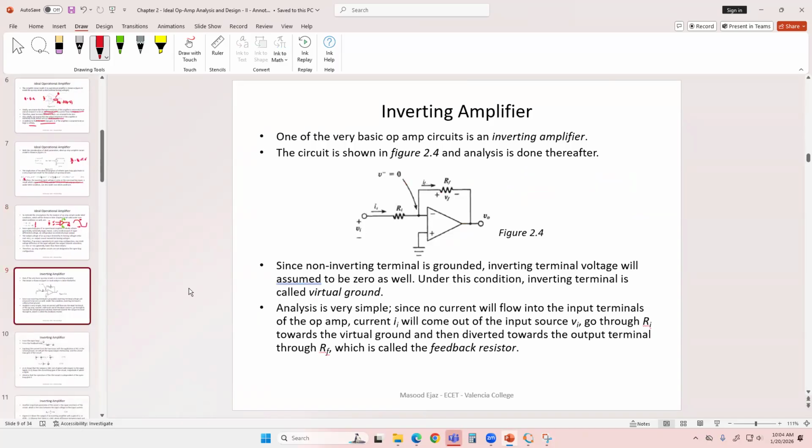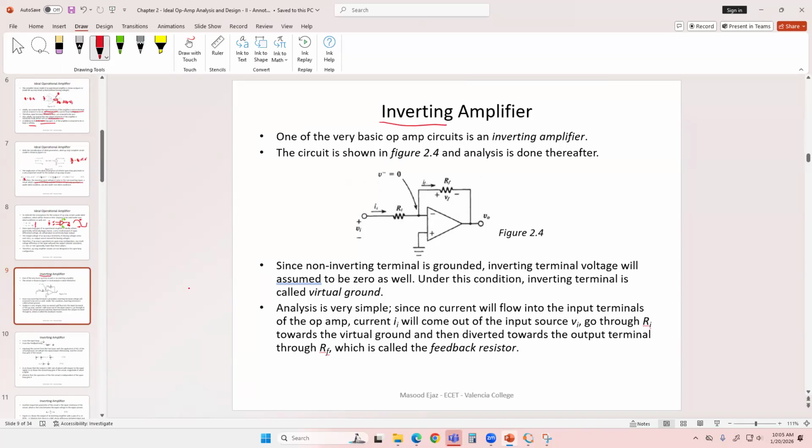The first closed loop application of the amplifier is a very commonly used amplifier, what we call the inverting amplifier. As the name implies, it's called an inverting amplifier because the output and input have a phase difference of 180 degrees. So the output is an inverted form of the input. 180 degrees means when your input is high, the output is low, and when the input is low, the output is high. So the phase difference between the two is 180 degrees, and that's why it's called an inverting amplifier.